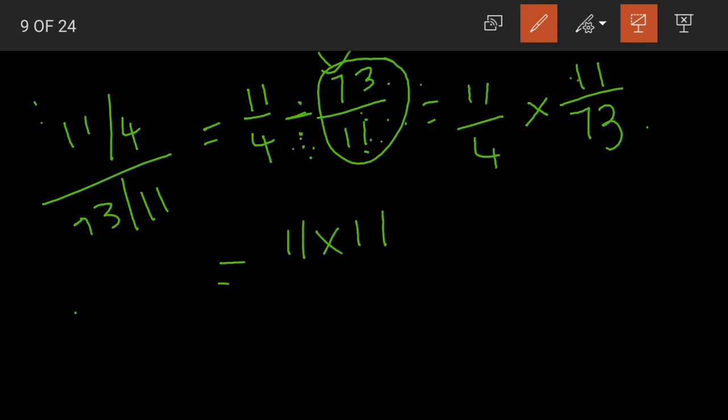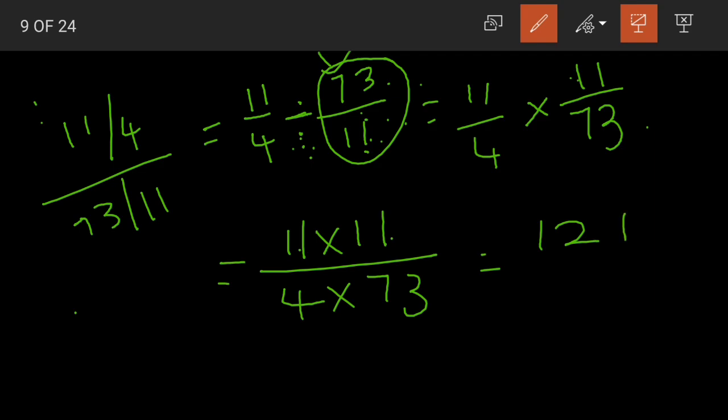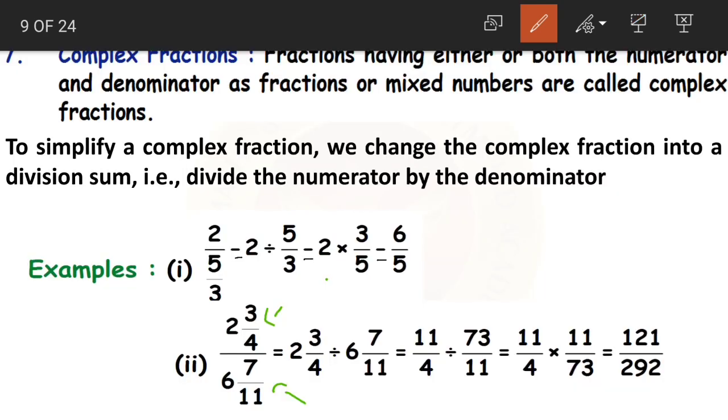Now how do we solve this? First multiply the numerators, divided by multiply the denominators. Yes. 11 11s are 121, and 73 4s are 292. So 121 by 292. Yes, students, 121 by 292 is our answer. Now this complex fraction turned into a simple fraction, which is 121 by 292.